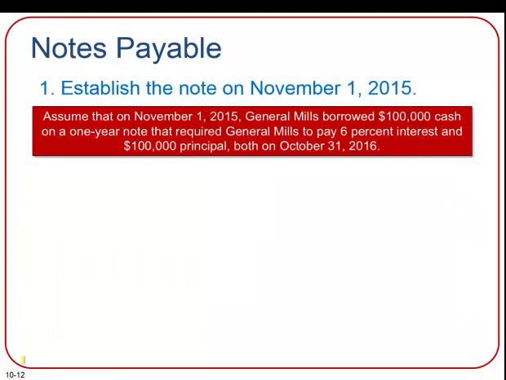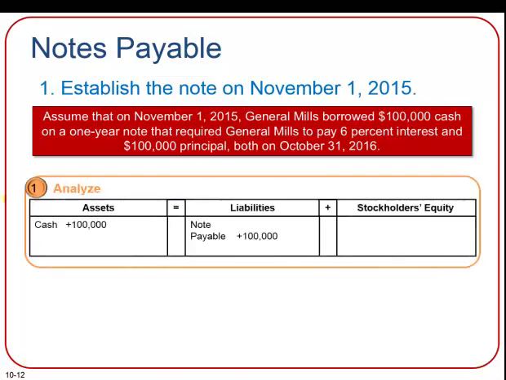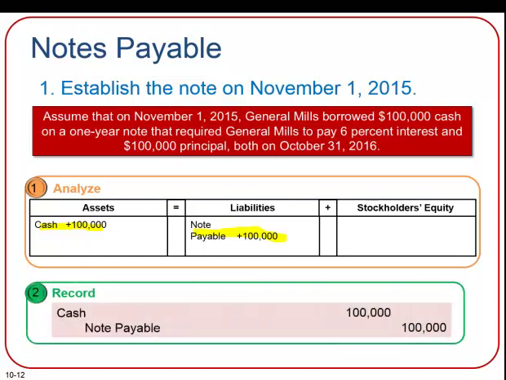Okay, so assume here that on November 1st, 2015, General Mills borrowed $100,000 cash, a 1-year note that required them to pay 6% interest and 100% principal, both on October 31st, 2016, so 1 year after the date of issuance. So this should be pretty familiar. We're going to take our cash, which is an asset, and increase it by $100,000, and then our notes payable will increase by $100,000 because we need to pay back that principal to whoever we borrowed the money from. And of course, cash will increase, so it's a debit, and notes payable will increase, and it's a credit.